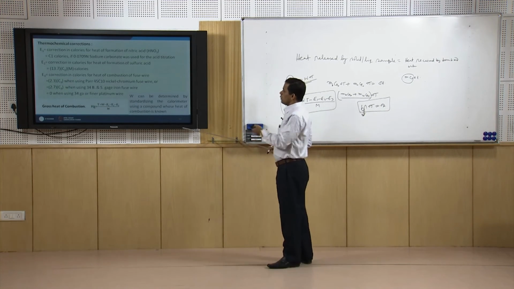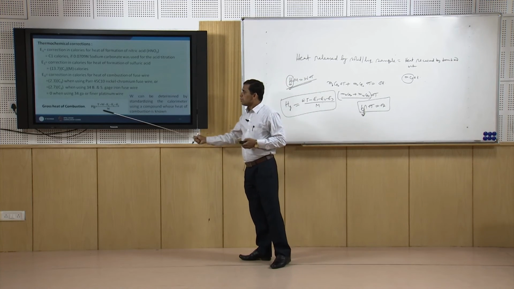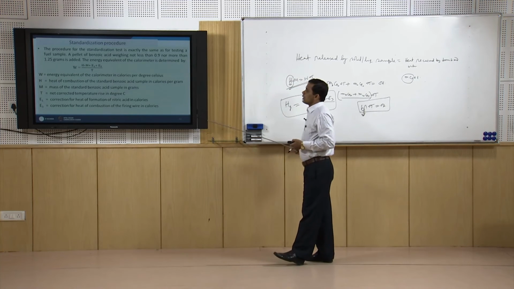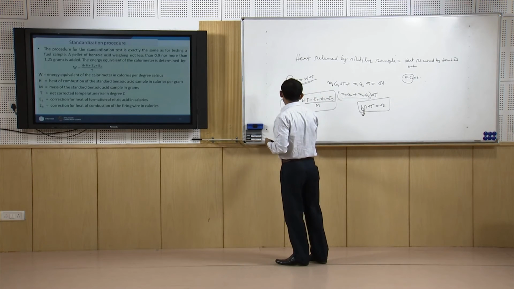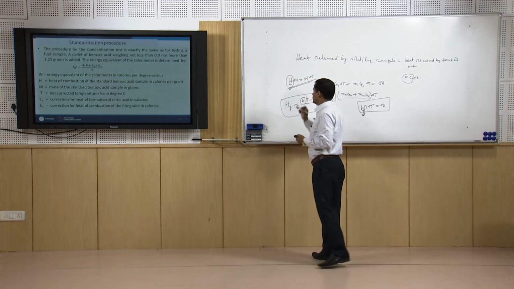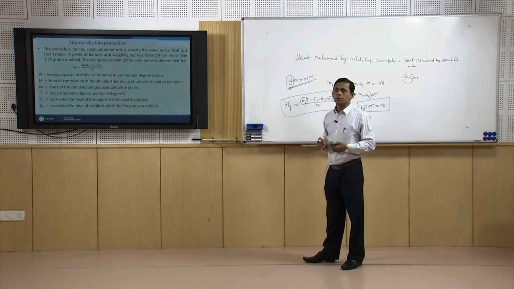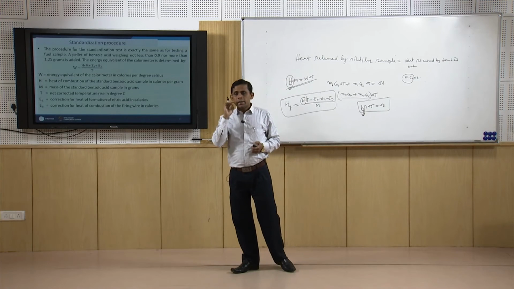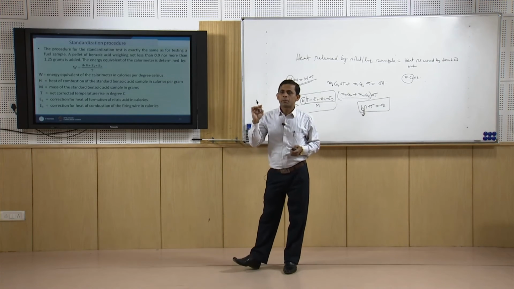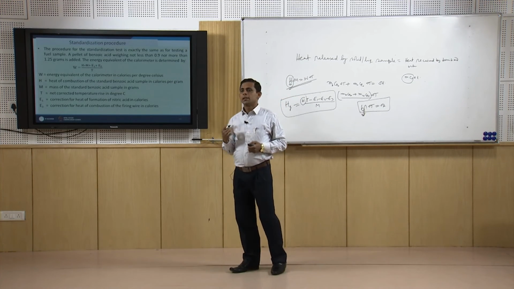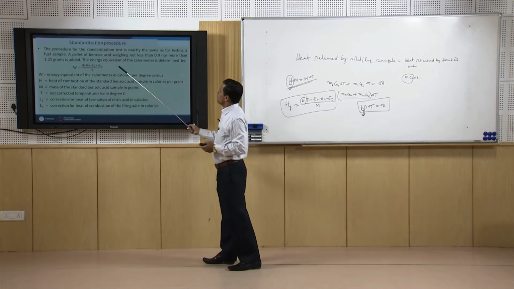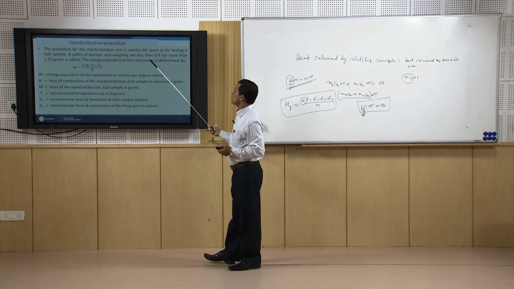So we can get the Hg value by using this formula. Then how can we determine the W? For determination of the W, a similar test we will do. In that case the heating value of the material is known to us. For example, say benzoic acid is used.